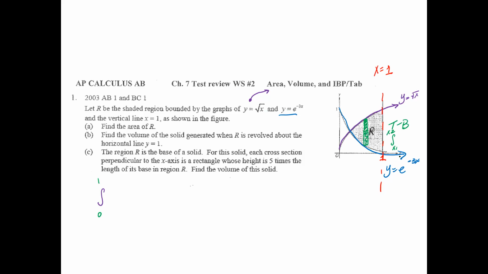The top of this, and everything has to be solved for y in terms of x, so that works perfectly. Then I have the integral of the square root of x minus e to the negative 3x dx.